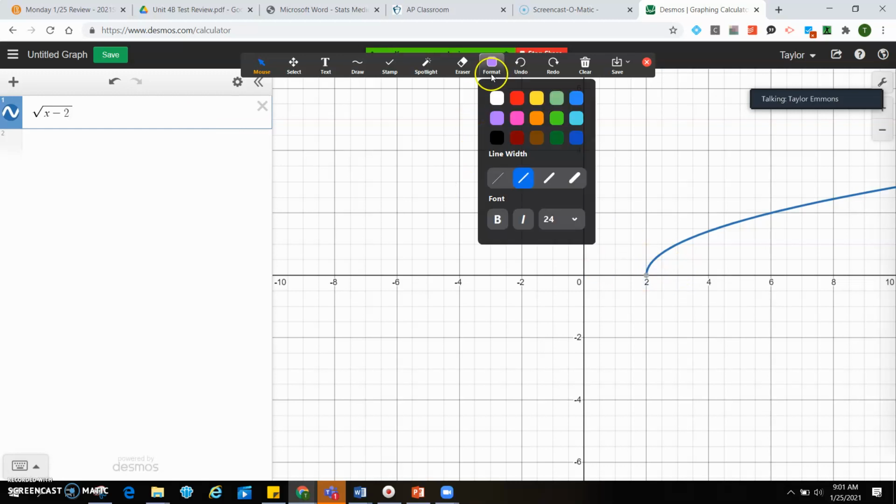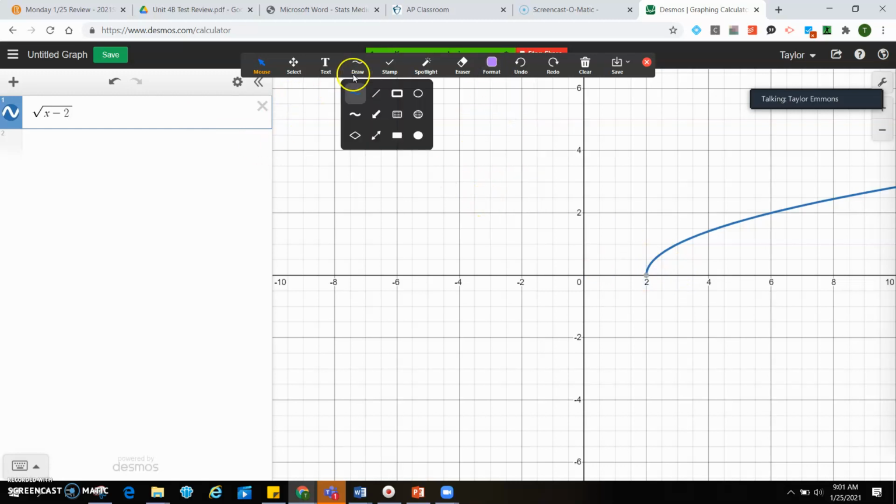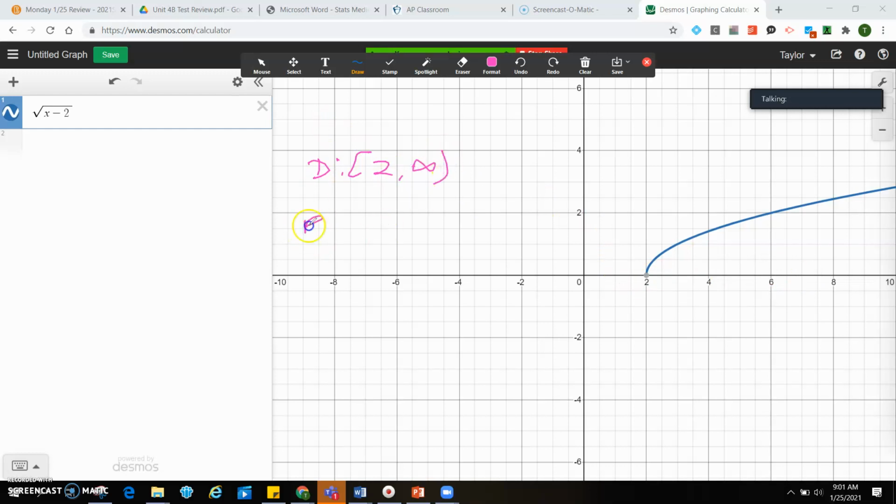If I want to do the domain for this guy, I'm going to go from 2 to positive infinity. For my range, I'm going to go from my lowest y value, which is 0, and go to positive infinity. Everything's kind of centered around this dot right here. This tells me a lot about my domain and range.